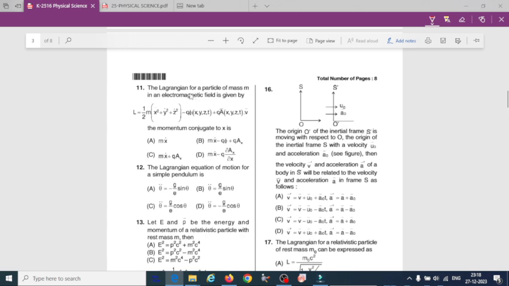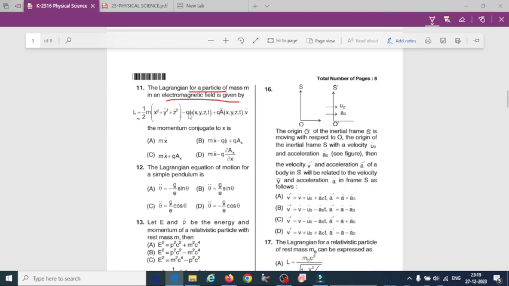So the next, Lagrangian for a particle of mass m in an electromagnetic field is given by. So Lagrangian, L is equal to what? Kinetic energy minus potential energy, T minus V. So here in electromagnetic field, the equation has been given, 1 divided by 2 m into x dot square plus y dot square plus z dot square.